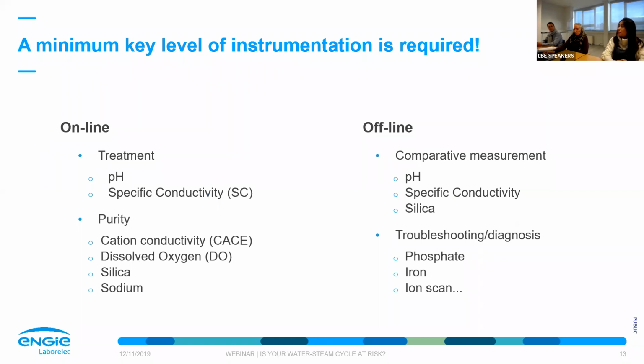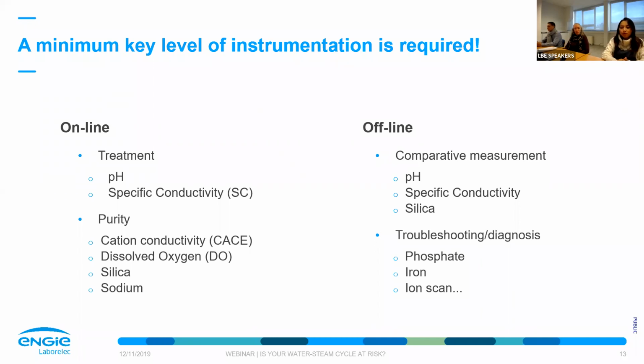But actually, there is another parameter which is even more reliable to control the treatment and chemical injection, which is the specific conductivity. And the second point is the purity. The major parameter to monitor and follow your purity is the cation conductivity. Through this measurement, it is really sensitive and will be able to detect any impurity ingress in your system. Then there is the dissolved oxygen, very important for the corrosion, and the parameters silica and sodium. So online is key to follow the water steam cycle chemistry.